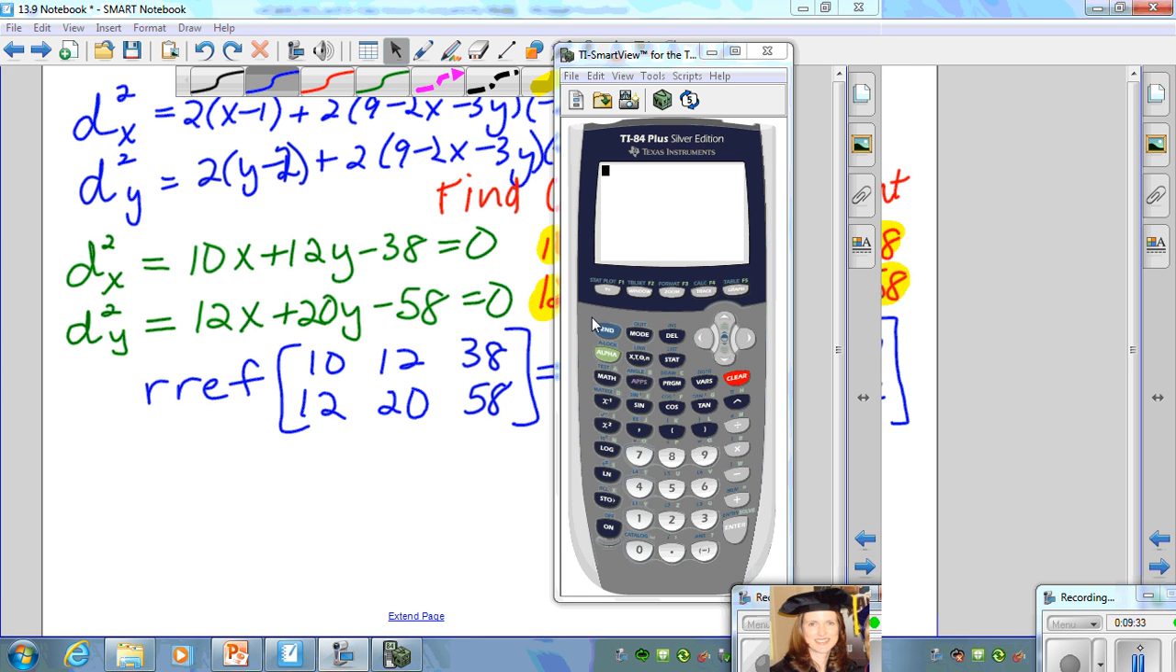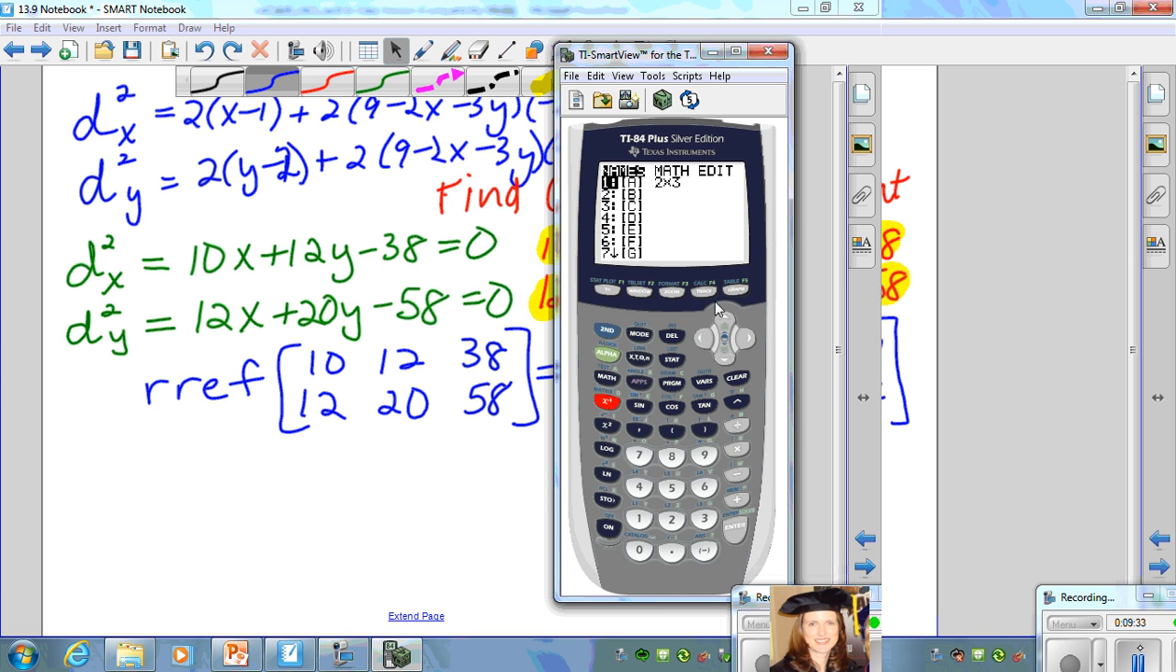Okay, to build that matrix, you're going to turn your calculator on and go to the matrix menu. We're going to use the edit by moving the arrow to the right. We're going to edit matrix A, choosing number 1. This matrix is a 2 by 3 matrix. You can enter those numbers. And then I'm going to plug in the values for our matrix, 10, 12, making sure you press enter after each number.